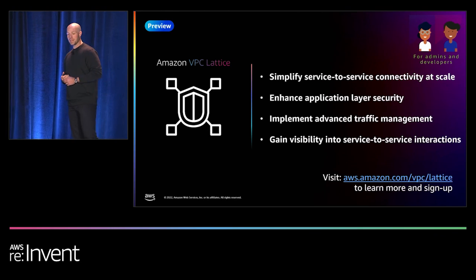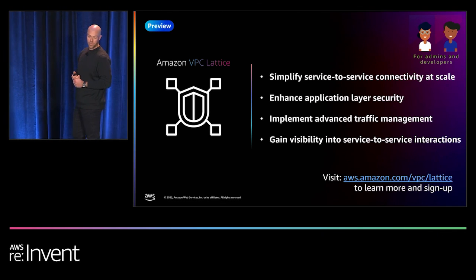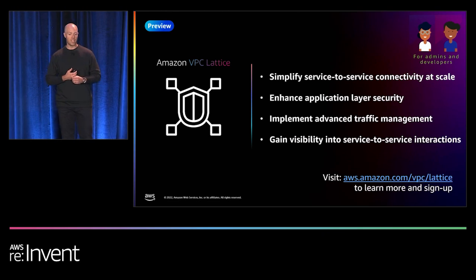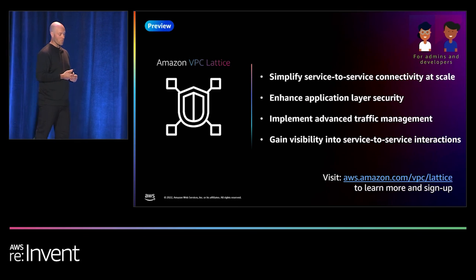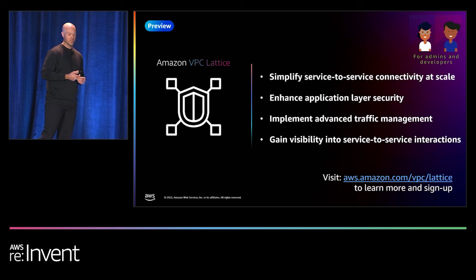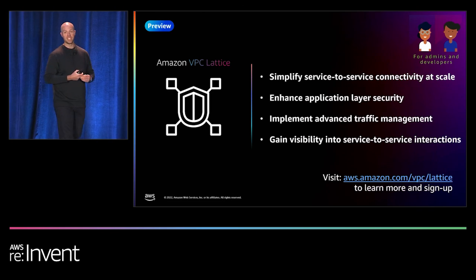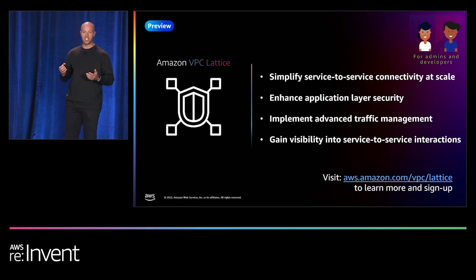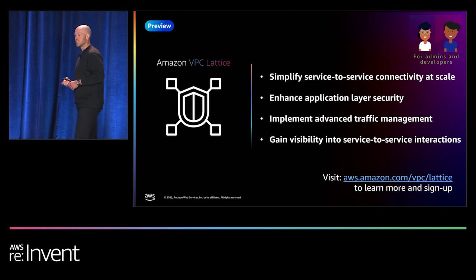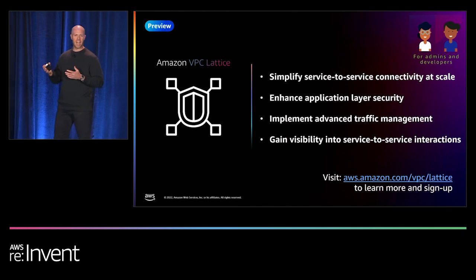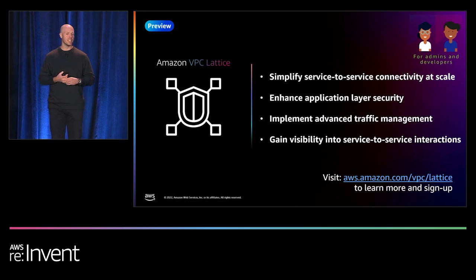So if you are interested in trying it out, it is in preview. If you want to sign up, just go to our main page in the VPC product detail page. It's aws.amazon.com/vpc/lattice, and it'll take you to the sign-up form right there. It'll also have some facts and some extra product details for you to check out.